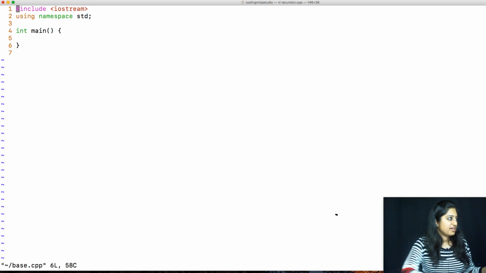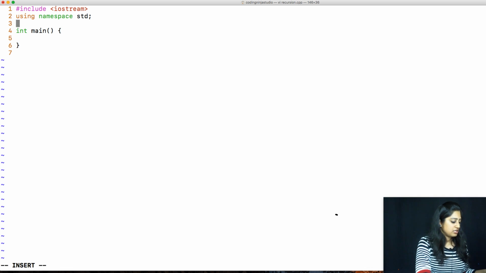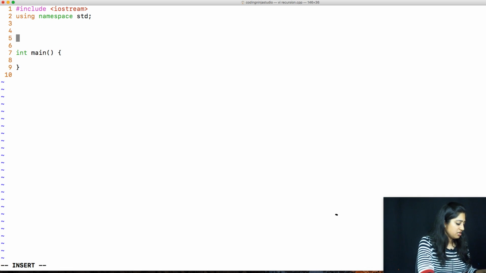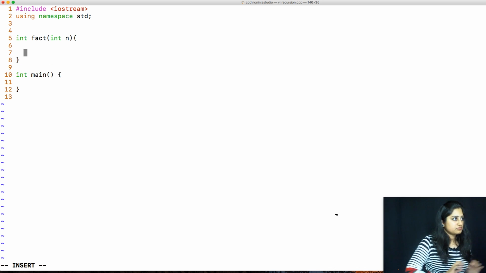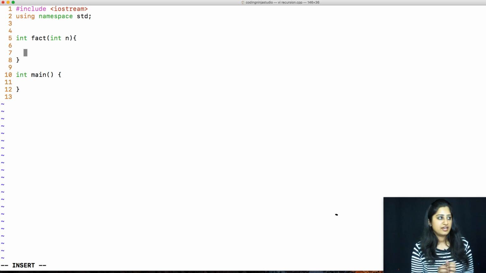Okay, so I have this main with me. What I am supposed to do is write a function for factorial. The return type would be an integer. Fact is the name of the function, and n is the argument. So this is the factorial function that I have to write.